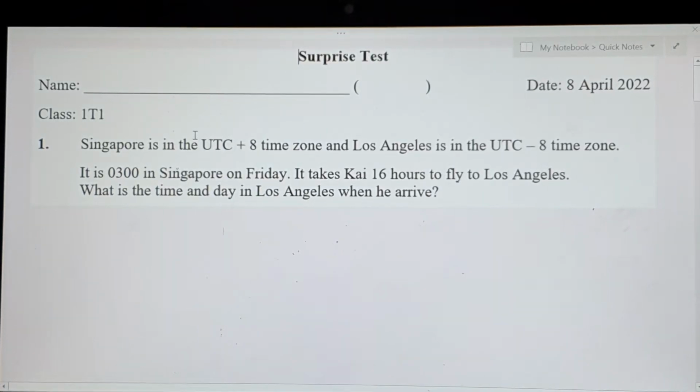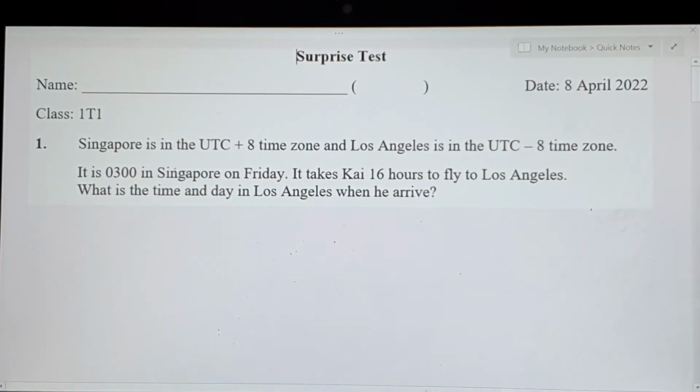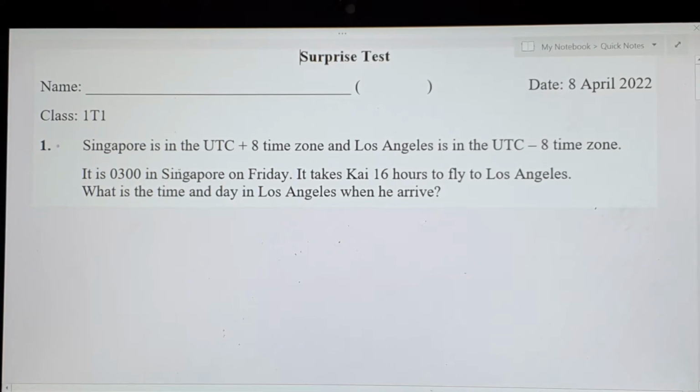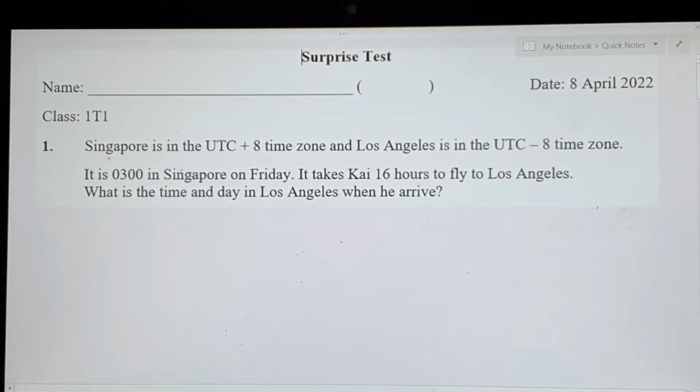Alright, I'm going to do a few videos to go through this worksheet. Let's discuss question 1 first. Now, Singapore is in the UTC plus 8 time zone. Now, what does that mean?